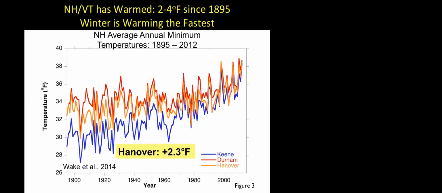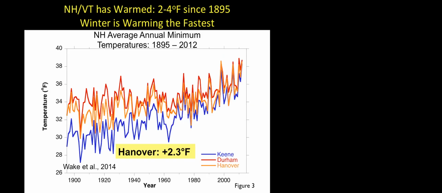All right, so let's look at what's happening locally here in New Hampshire and Vermont. We see a very similar pattern here as the global average. In general, we see sort of slight warming through the early middle part of the 20th century, and then a more dramatic warming since around 1960. In general, we see a warming of around 2 to 4 degrees since the turn of the century. In Hanover, it's about just over 2 degrees Fahrenheit. And we see the biggest warming so far in the winter.